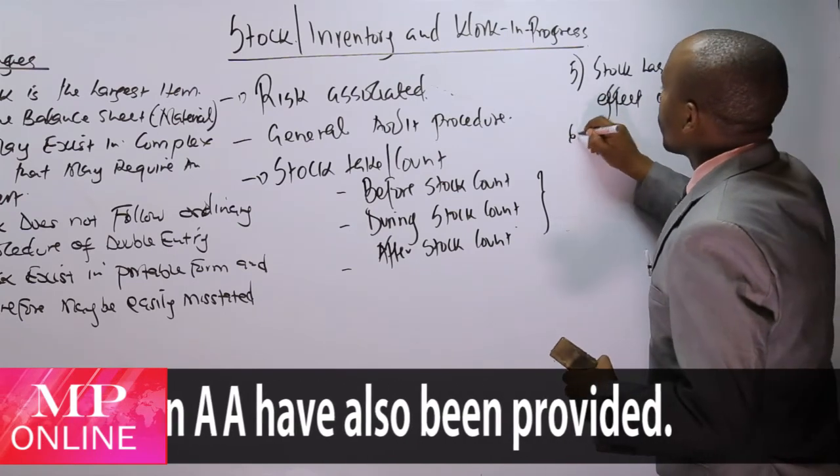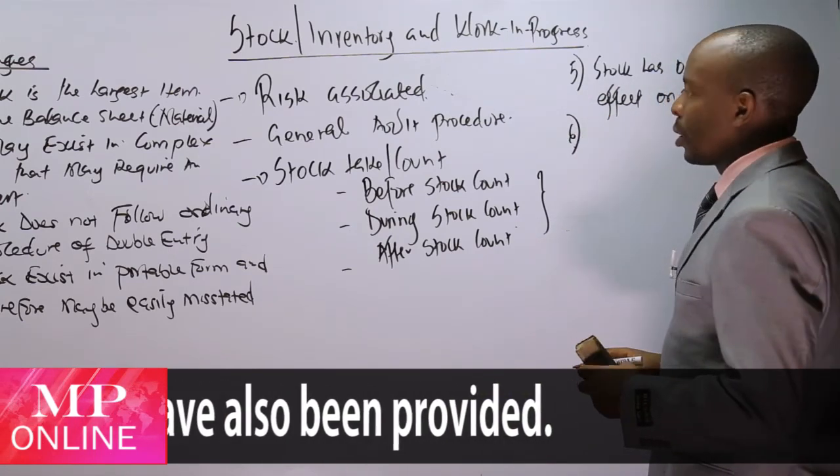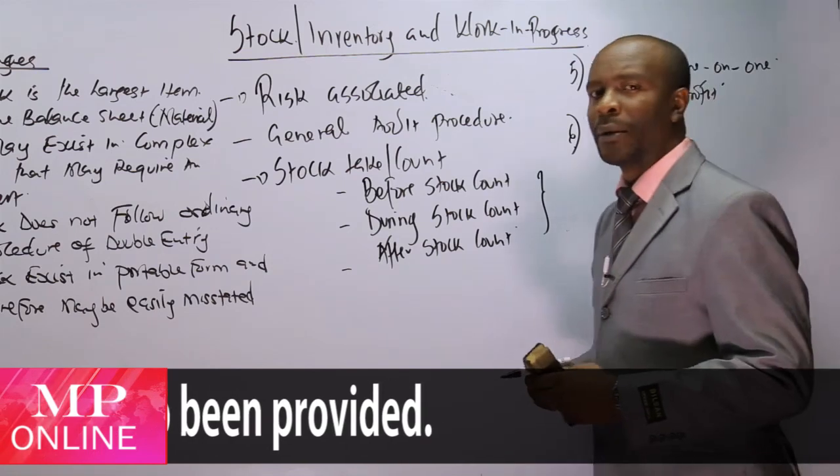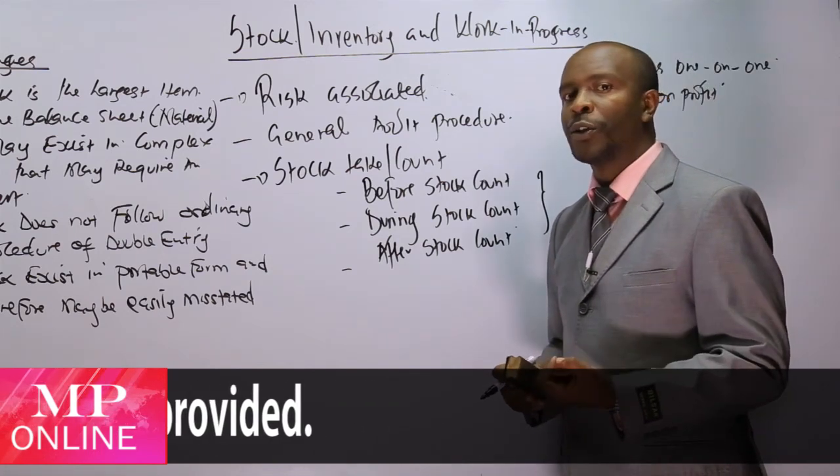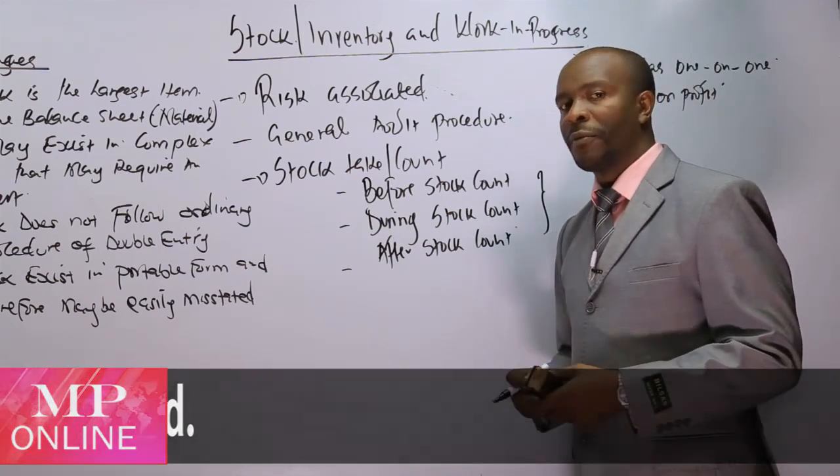Number six, we say that stock, when it appears in form of work in progress, it requires maybe valuation. And valuation uses different valuation methods.